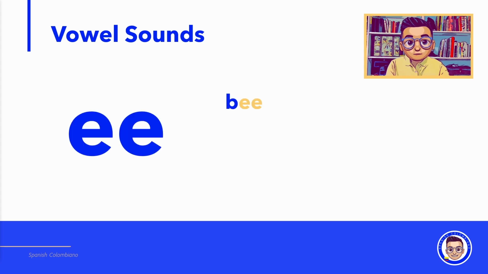E, which is the same sound that you find in words in English like be and words in Spanish like día. Día means day in Spanish. You pronounce that día. Let's see the next one.